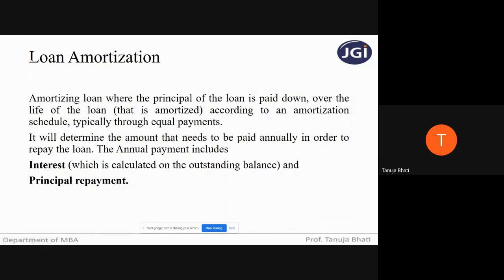Students, did everyone understand what is loan amortization and how it actually works? Yes, students? Yes, ma'am. Okay.